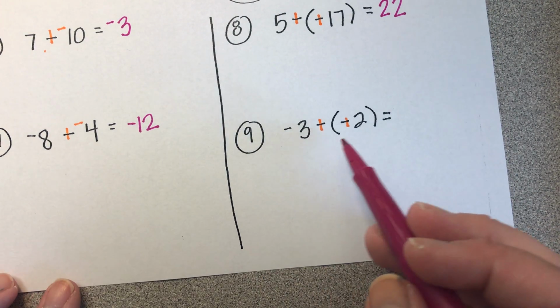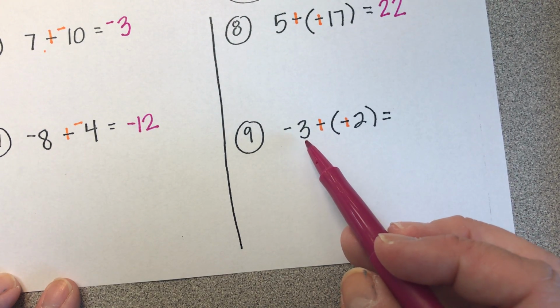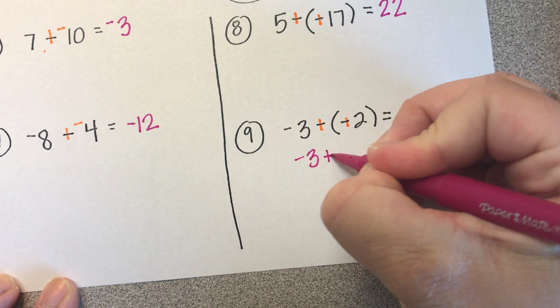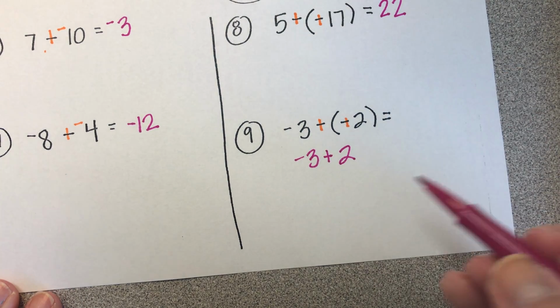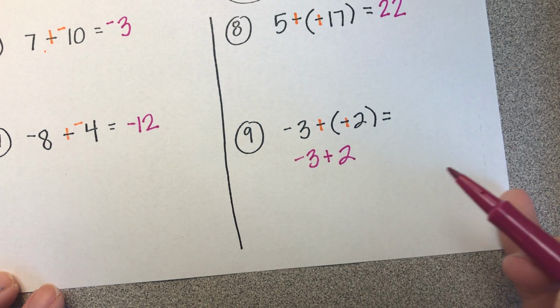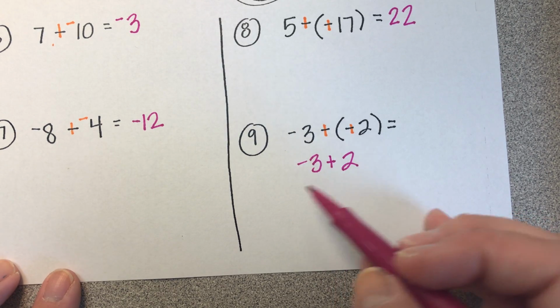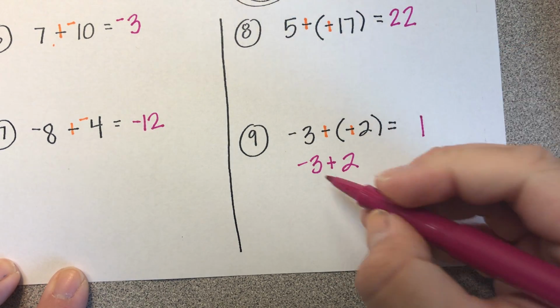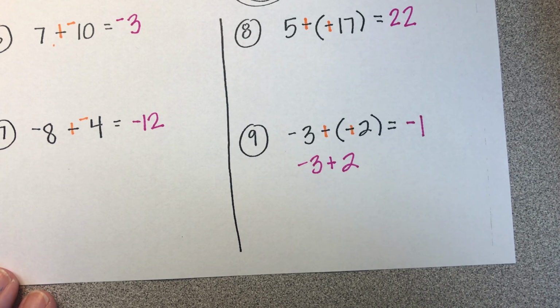And then on this last one, number 9, there's 3 negatives plus 2 positives. So these two are different signs, subtract. So the difference between 3 and 2 is 1, and the negative team has more people.